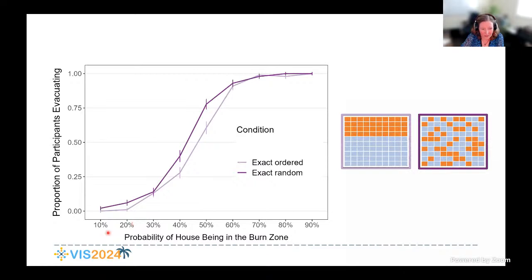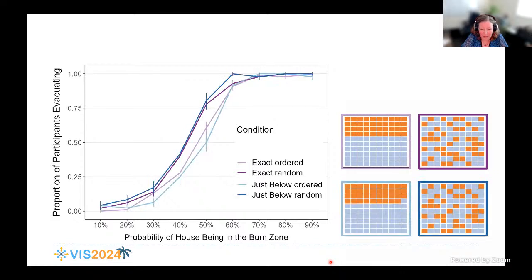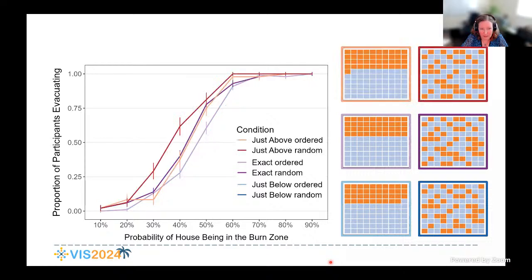So the most interesting finding from experiment 2 had to do with the comparison between the ordered and the randomized icon arrays. These are the results from experiment 1, where we had these exact 10% increments. And again, you can see there were higher evacuation rates for the randomized arrays than for the ordered icon arrays. In experiment 2, when we added these just below stimuli, it didn't change the evacuation rates very much. If we subtract 1 to 2% of the risk, it doesn't really matter. People's evacuation rates stay mostly the same. But if we add 1 to 2% more risk in the just above stimuli, then the evacuation rates jumped quite a bit. And I'll just flip back and forth a couple times to show how big that jump is.